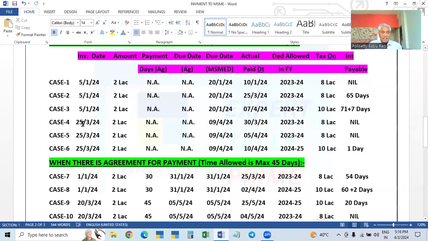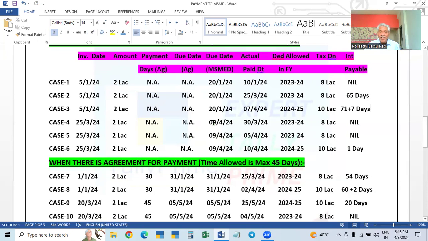And in this next one, the invoice date is 25th March. In this case, you will see the due date. The due date is 15 days, there is no agreement. So 15 days means 9th April is the due date. So the due date is occurring in the next financial year. Even if we pay in the next financial year, if we pay within the due date, there will be no interest and it will not be disallowed.